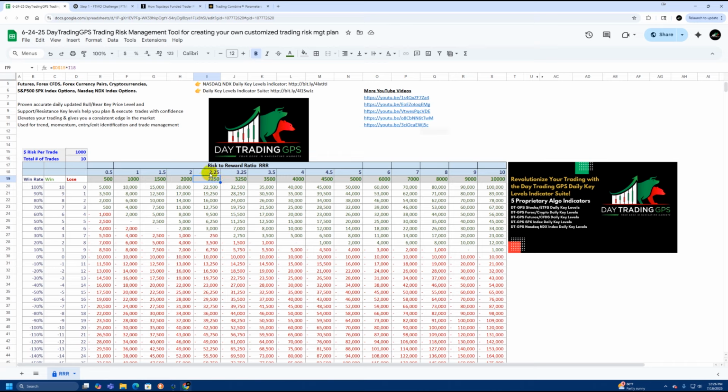So the key here is finding a risk to reward ratio that you feel comfortable with in your trading strategy, as far as how much risk you're putting on, what your target levels are for exiting and closing out trades, and what you feel comfortable with for your particular strategy upon entering.